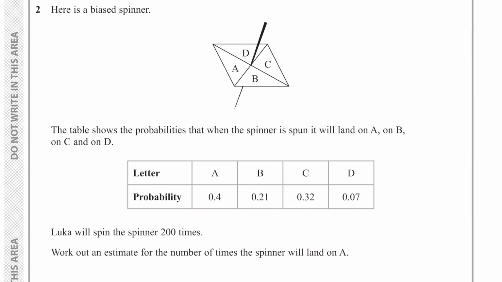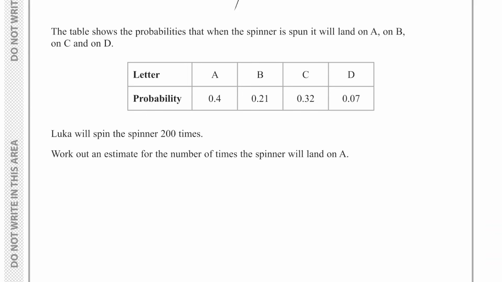Question 2, here is a bias spinner. The table shows the probabilities that when the spinner is spun, it will land on A, on B, on C, and on D. Luca will spin the spinner 200 times, work out an estimate for the number of times it lands on A. So 0.4 is the probability it lands on A. We're doing it 200 times, so it's 0.4 times 200. You could also think of this as 0.4 is 40%. So it's going to land on A 40% of the time, 40% of 200.